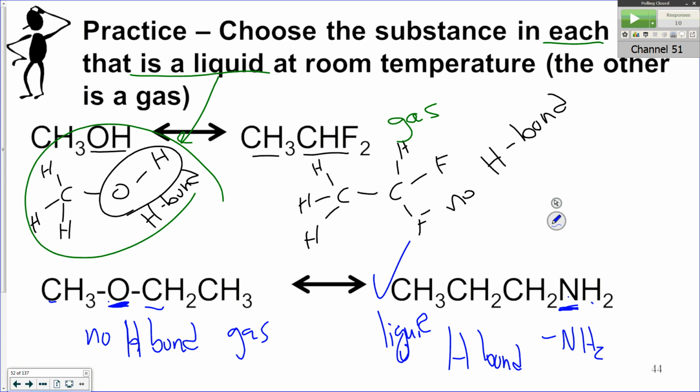Yep. So if there's no H bond, just say there's two examples that had no H bond, is there any case where it would be a liquid with no H bond, or is that just not possible? Oh, sure. Yeah, you just have to have enough other types of forces. So dispersion forces and dipole can be strong enough easily to get it to be liquid at room temperature.